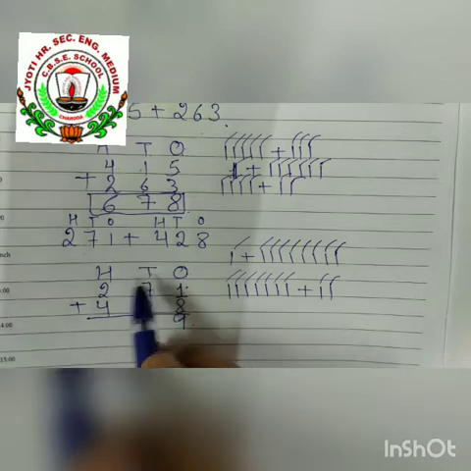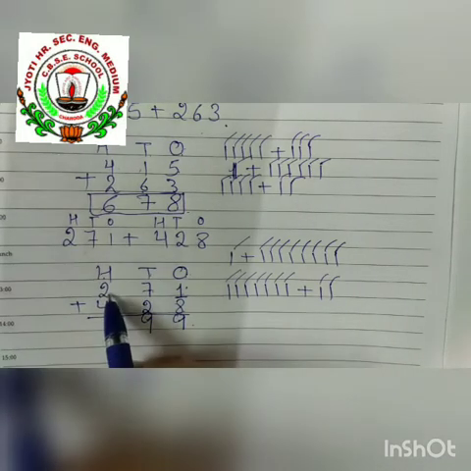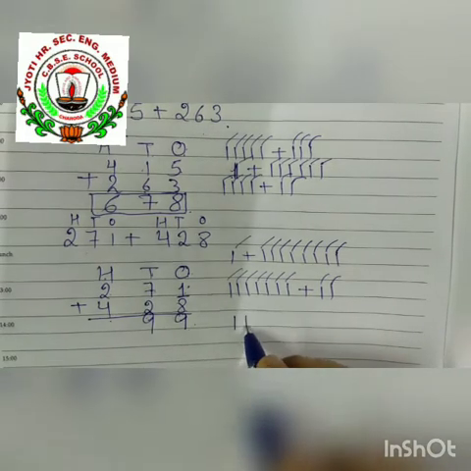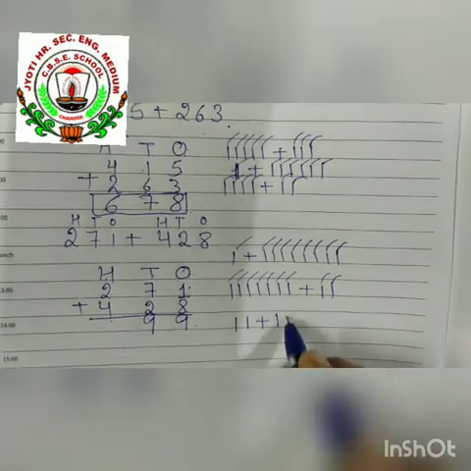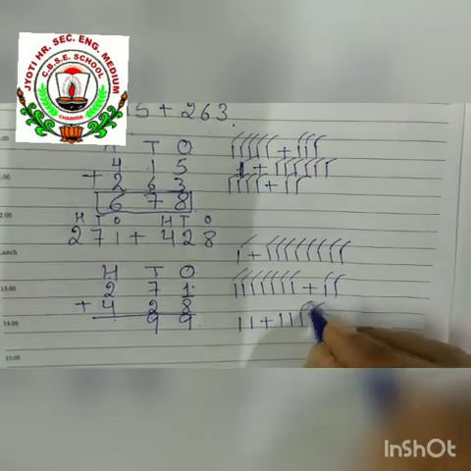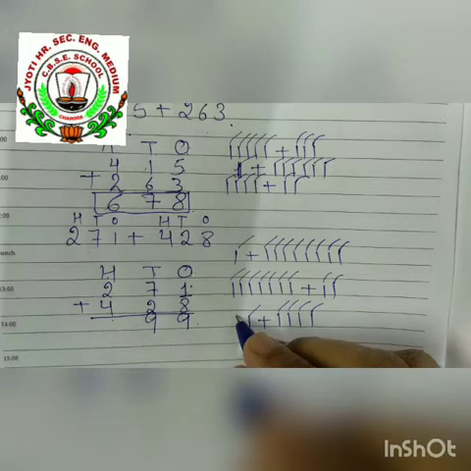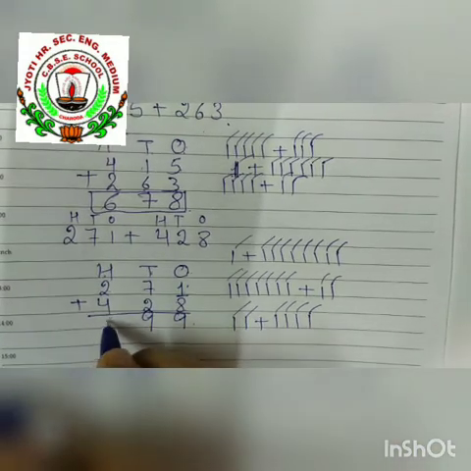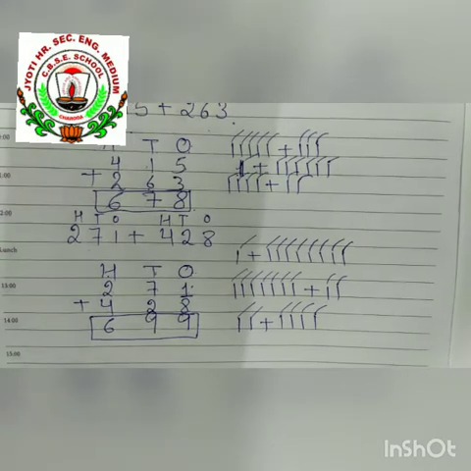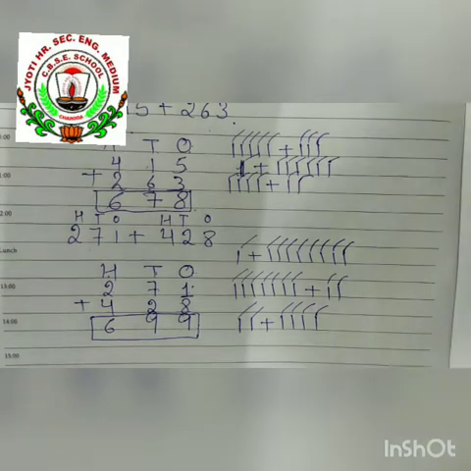Now, after the tens place, we will add the digit in the hundreds place. It is 2 and 4. So, first we will draw how many lines? 2 lines. 1, 2. Then 4. 1, 2, 3, 4. Now, the total is 1, 2, 3, 4, 5, 6. So, 2 plus 4 is 6. How much did we get? 699. Now, I will tell you the addition of 3-digit numbers with carry.